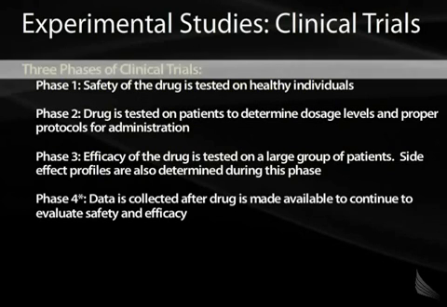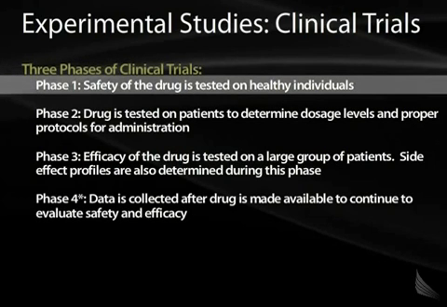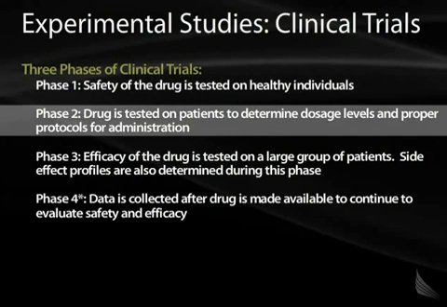Broadly speaking, there are 3 or 4 phases of clinical trials, depending on how you define the various phases. In phase 1, for a new compound, the safety of the compound or drug is tested on healthy individuals. These are conducted in small numbers of people to assess how well these compounds are tolerated and what types of side effects might be expected. In phase 2, the drug is tested on patients. That's the main difference between phase 1 and phase 2. Phase 1, healthy individuals are used.